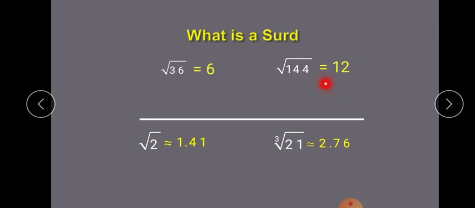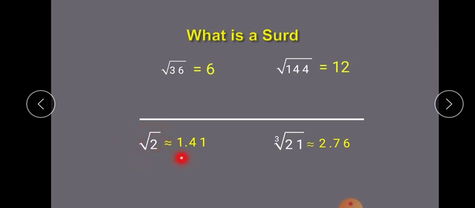Similarly, root 4 is equal to 2. Root 9 is equal to 3. Root 16 is equal to 4. Now root 2. 2 we cannot express as a square. So this root 2 is an irrational number.